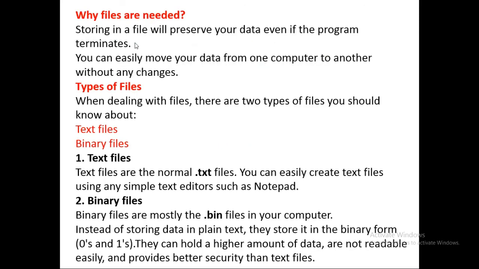And why are files needed? Types of files, there are two types, text files and binary files. The basic difference between text files and binary files is that in binary files, instead of storing data in plain text, they will be stored in binary form, that is zeros and ones. In a text file, only after compilation, during execution, the data is converted to zeros and ones, but in binary files it is not like this.